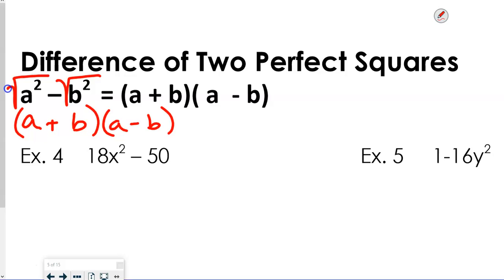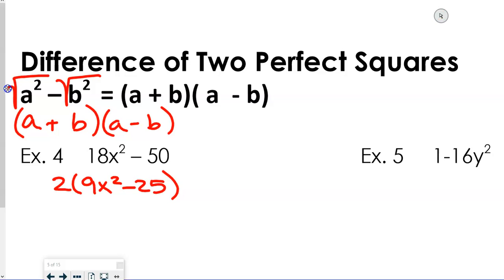So let's look at our example 4. In example 4, the first thing we want to do, anytime we do these problems, is look for a GCF. So I notice immediately that both of these terms are even. So I think I can factor a 2 out of both. So I'm going to factor a 2 out first. That's going to give me 9x squared minus 25. Right now, you should notice, and you have your list up above there, that 9 is a perfect square and 25 is a perfect square.